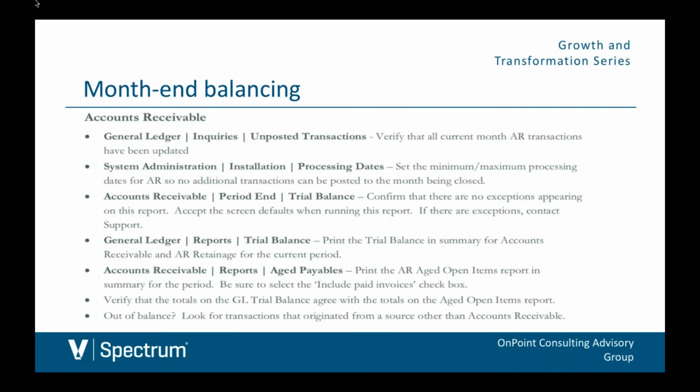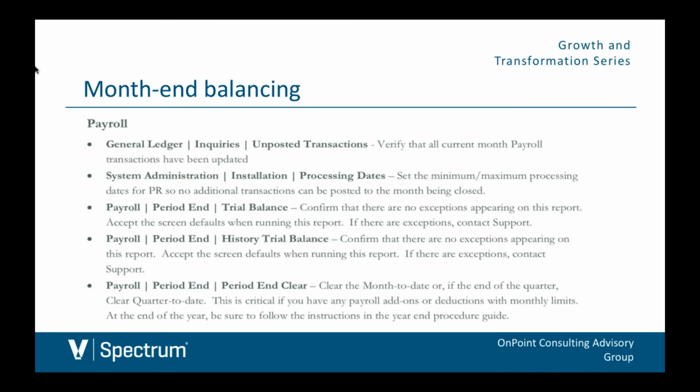And then if you are out of balance, you do the same kind of thing that you did in accounts payable. Check for anything that did not come from accounts receivable. In payroll, again, the first two things would already be done. Go to period end, trial balance, confirm that there's no exceptions. And then there's also a history trial balance, confirm that there's no exceptions on that report.